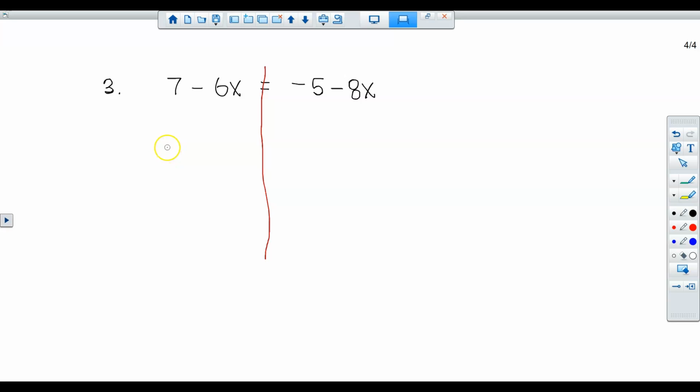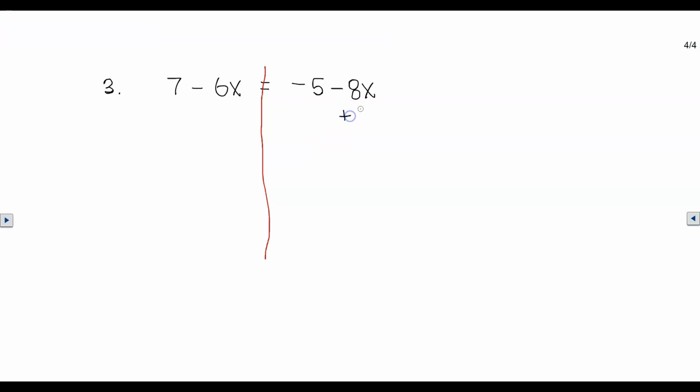Step 3 is to cancel the smallest variable. So I have negative 6x on side 1, and I have negative 8x on side 2. So I do need to cancel the smallest variable. I don't want two of them here. So which is smaller, a negative 6 or a negative 8? The answer is negative 8. So to cancel it out, we will do the opposite and add 8x. So we're going to add 8x on both sides of this equation.